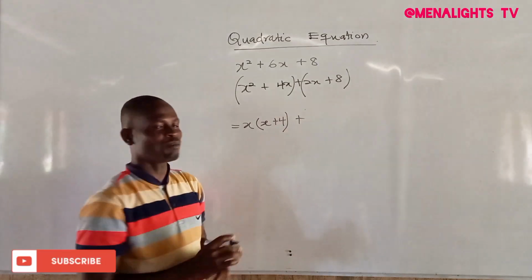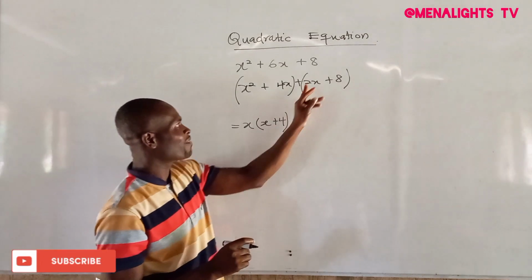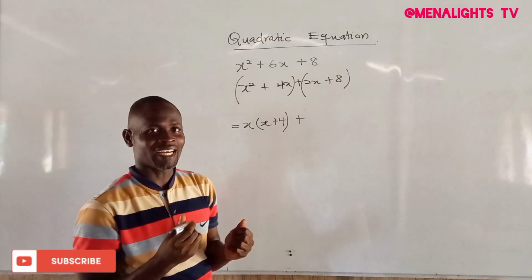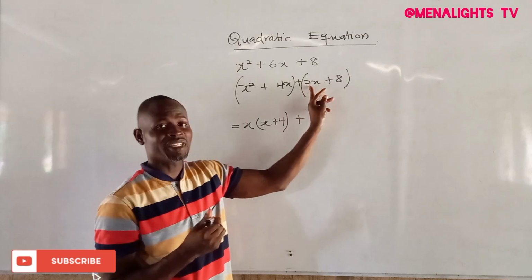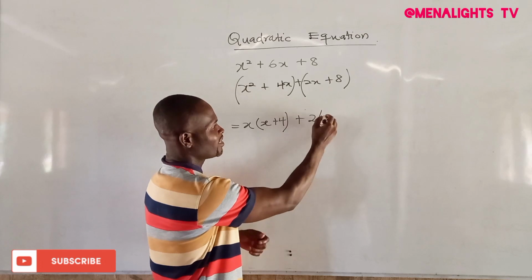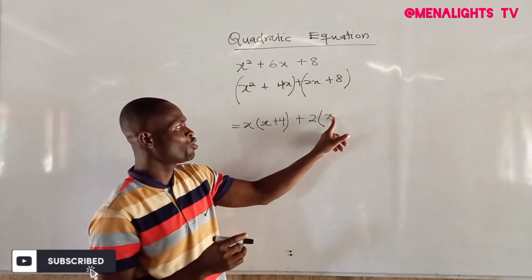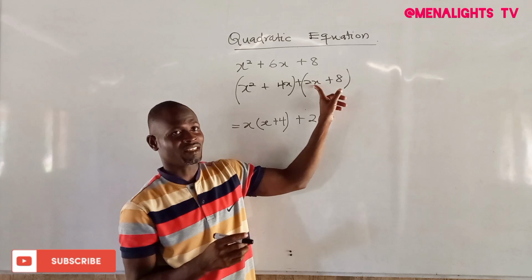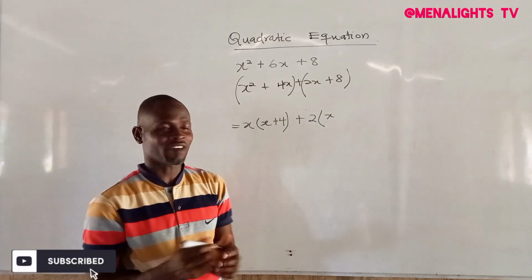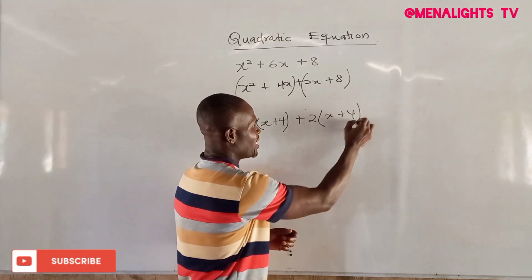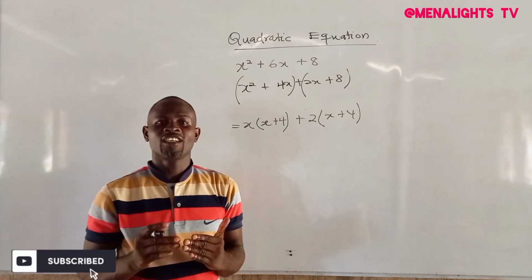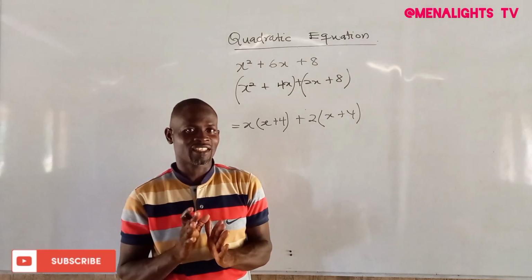Then plus the next bracket. Here we have 2x plus 8. So what is common to both terms? 2 can go into itself and can also go into 8. So because of that, 2 will be outside. Then here we are left with x. So 2 times x will give us 2x. Now, how many times will 2 go into 8? 2 will go there 4 times. So you put the 4 there. Then we are through.